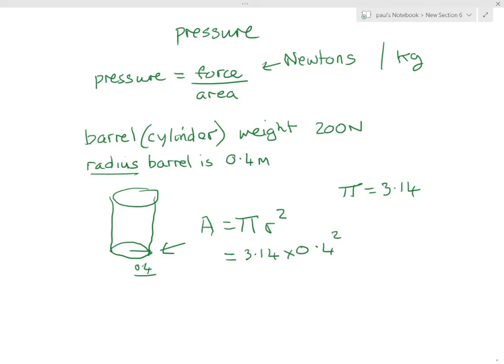So let's work out what that is. 3.14 times 0.4 squared is 0.5024. Right, so now I've got the area. The force is 200, so now the pressure is going to be 200 divided by 0.5024.